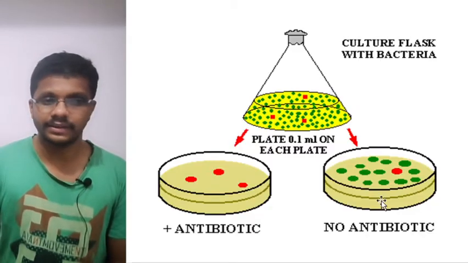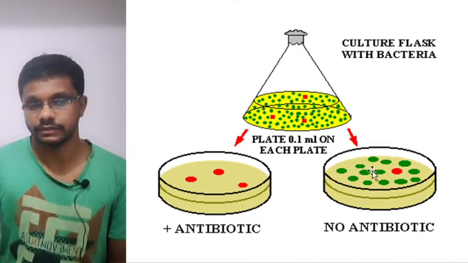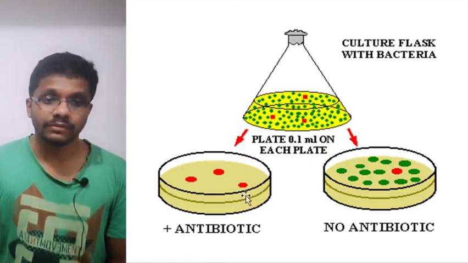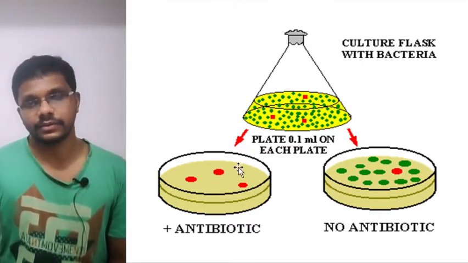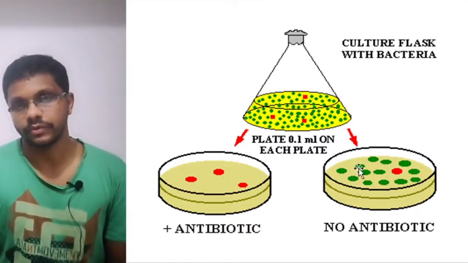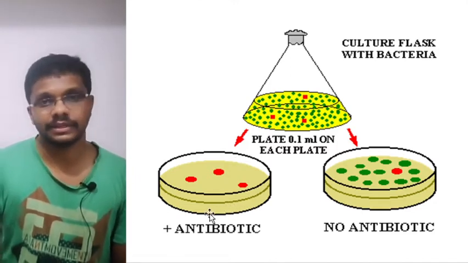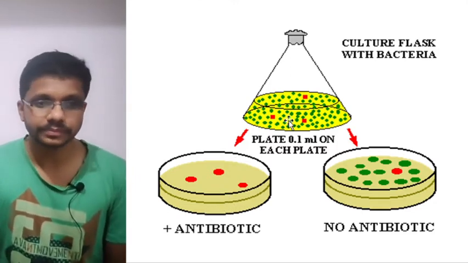So we can easily plate on two different plates, one with antibiotic and one without antibiotic. On the plate with antibiotic, only the transformed cells can grow, but on the one without antibiotic, all types of cells can grow. So if you want the cells which have taken up the DNA, add the particular antibiotic into the medium. That's all.